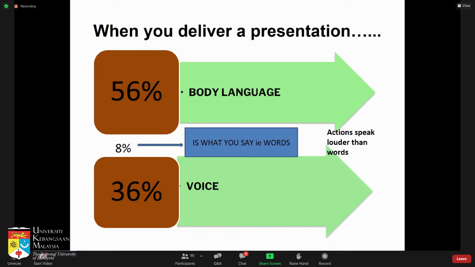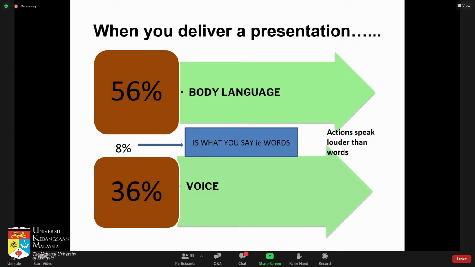but this is the physical presentation. A third, 36%, is your voice intonation. And only a small part is what you say, which is the wording. I think everybody knows that actions speak louder than words. So moving around the lecture theater, engaging eye contact with people, not only in front but all over the lecture theater, or even when you present without the slide, you can put on the gallery view so you interact with people.